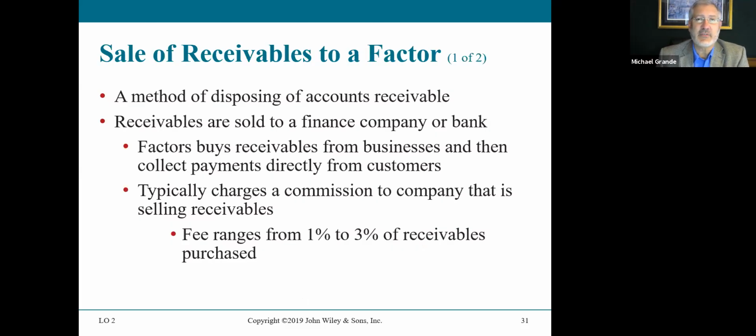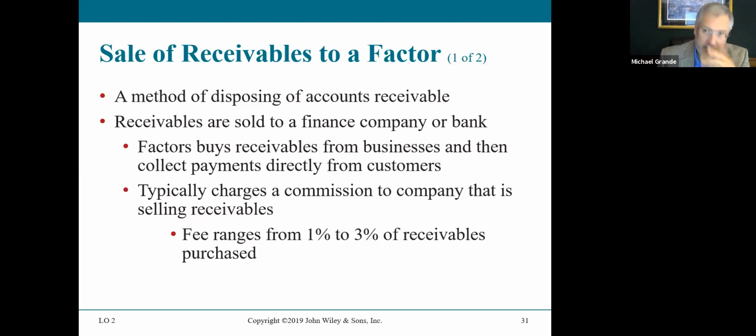Sales of receivables to a factor. So we're done with bad debt expense. Sales of receivables to a factor. What's a factor? A method of disposing of accounts receivable. Receivables are sold to a finance company or a bank. Why? Factors buy receivables from businesses and then collect payments directly from customers.